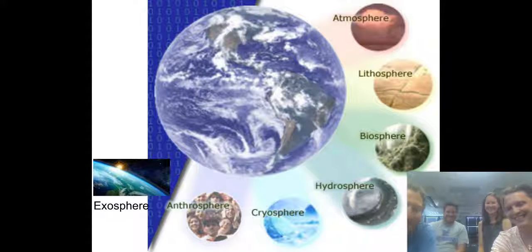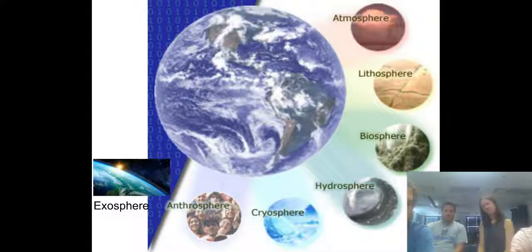So what we're going to start with is defining some of the spheres. We've got 7 spheres that we're going to work with in geology class this year. Any of these look familiar to you guys? Atmosphere. I think I know the biosphere. Yeah? What do you think about the hydrosphere? Hydro, I think of water.